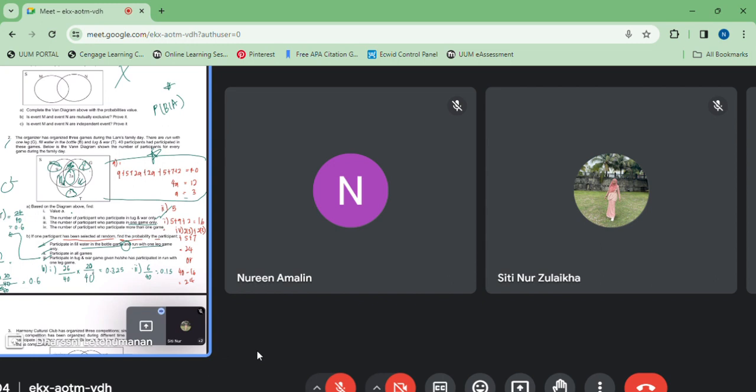The participants who participate in more than one game. More than one game means it's either 2 or 3. So what you can do is take 40 minus the single games, or you just add these. This one will be 6 plus 6 plus 5 plus 7. You'll get the same answer. If you do 40 minus 16, also the same answer, 24. Okay?